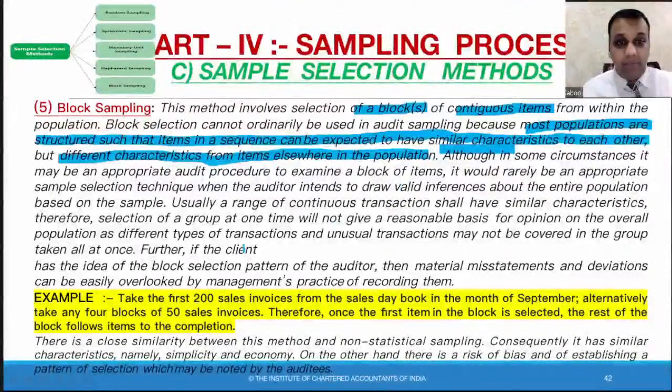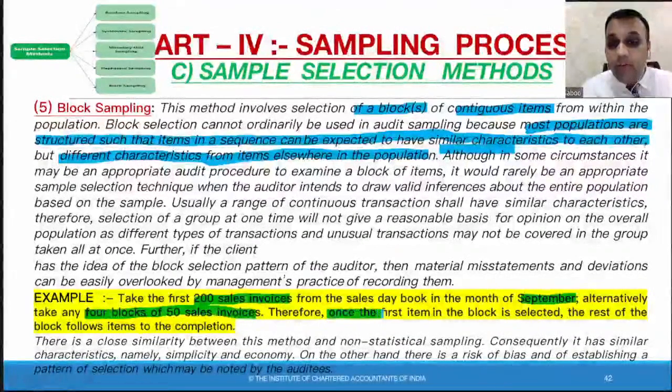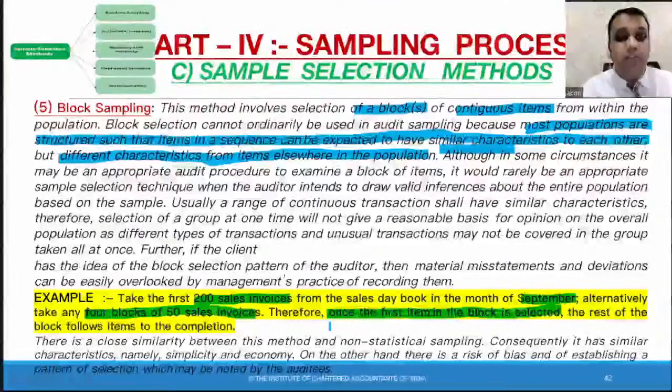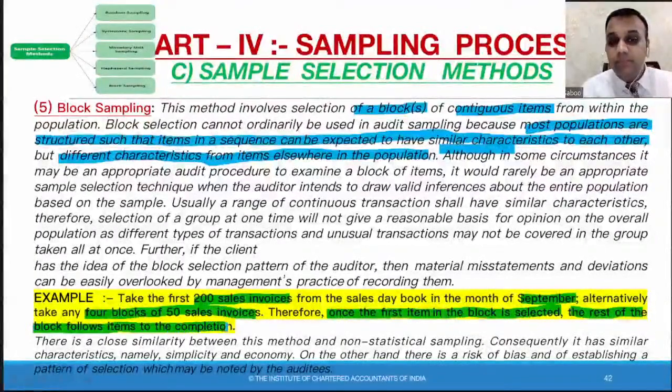Let us take the help of an example. Take the first 200 sales invoices from the sales day book in the month of September. Alternatively, take any 4 blocks of 50 sales invoices. Therefore, once the first item in the block is selected, the rest of the block follows items to the completion. For 200 sales invoices from the sales day book in the month of September, or 4 blocks of 50 sales invoices, it is one and the same thing. What is the difference? So usually block sampling doesn't find much importance.